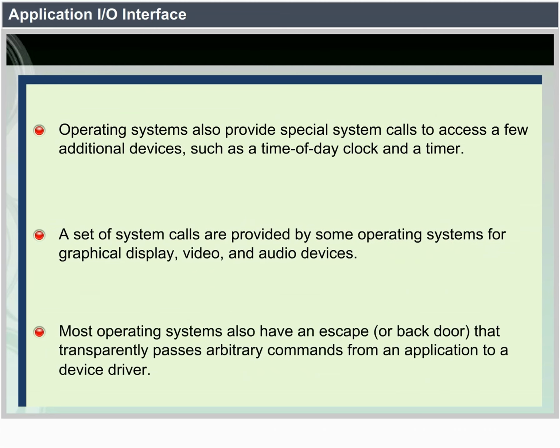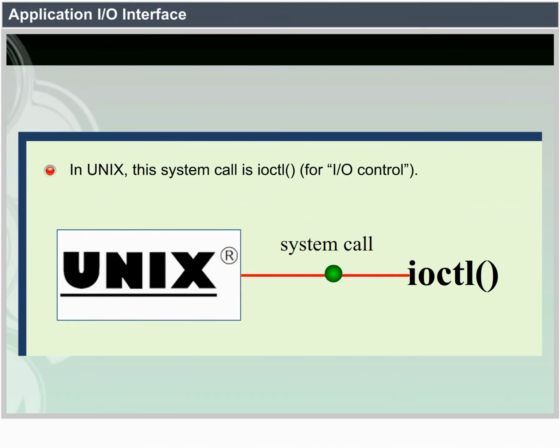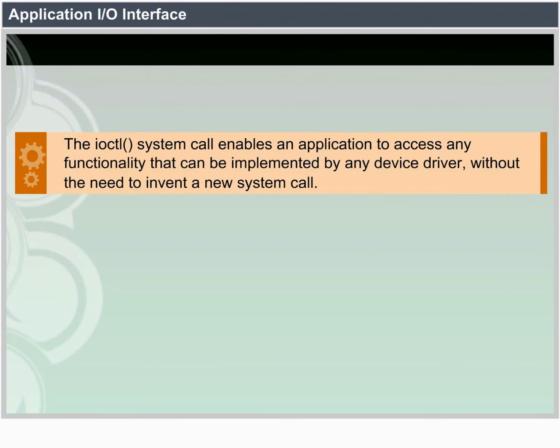Most operating systems also have an escape or backdoor that transparently passes arbitrary commands from an application to a device driver. In Unix, the system call is the IOCTL function for input-output control. The IOCTL system call enables an application to access any functionality that can be implemented by any device driver without the need to invent a new system call.